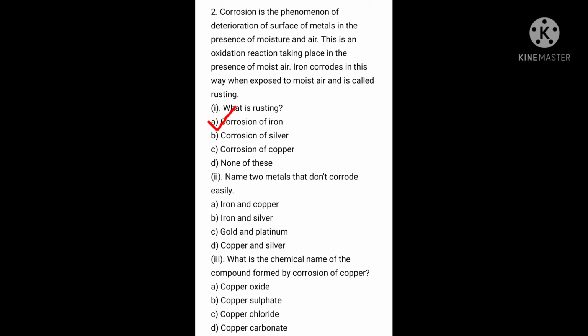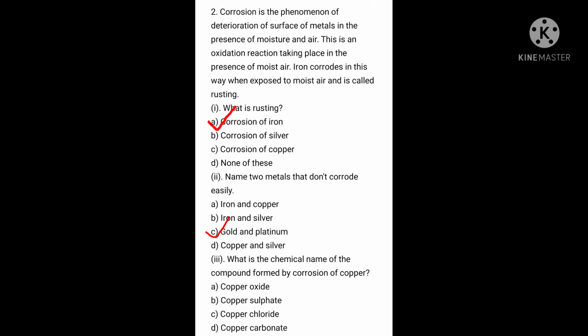The second question, name two metals that don't corrode easily. Option A, iron and copper, B, iron and silver, C, gold and platinum, D, copper and silver. The correct option is option C, gold and platinum. These two metals are least reactive metals and do not corrode easily.